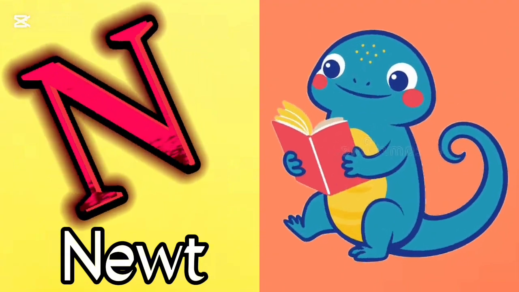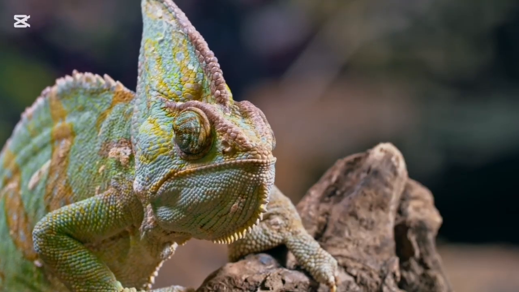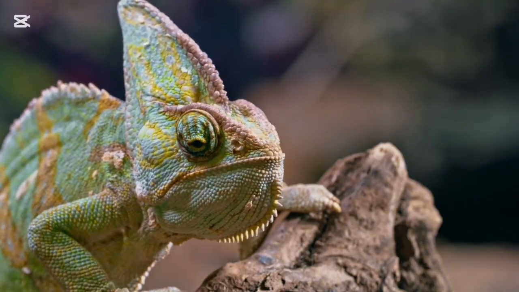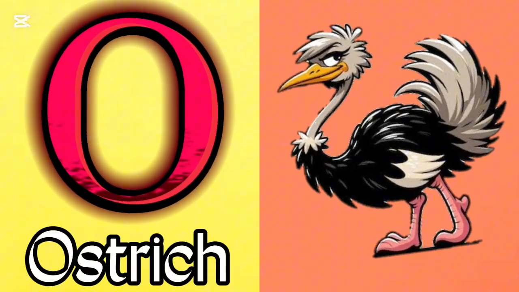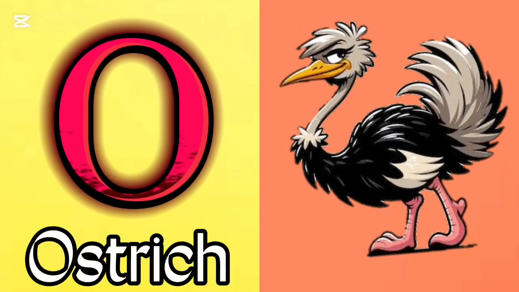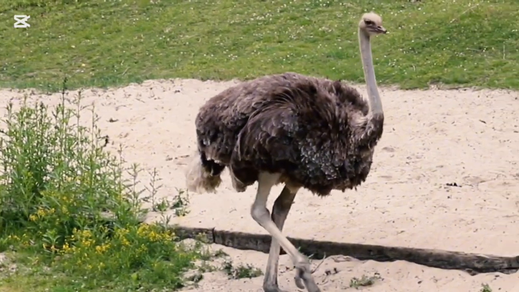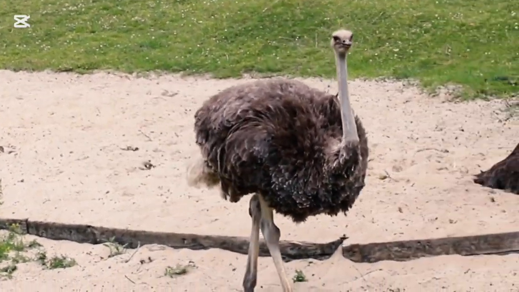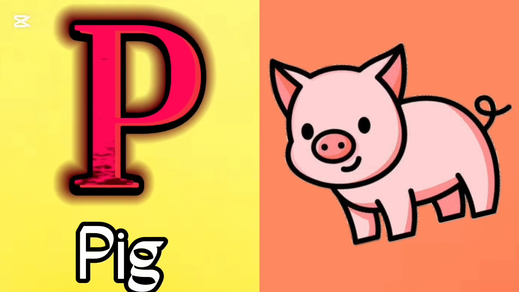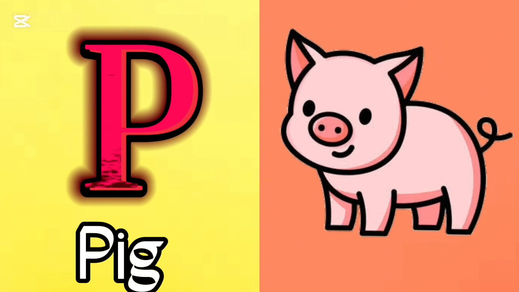Newt. N. Newt. O is for ostrich. Ostrich. P is for pig. Pig.